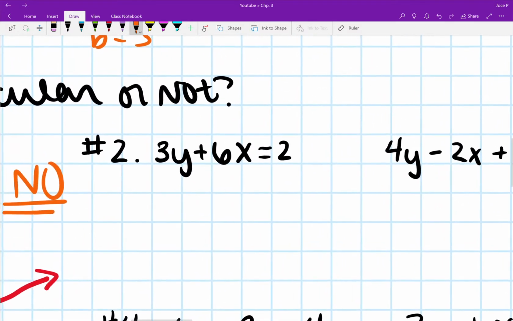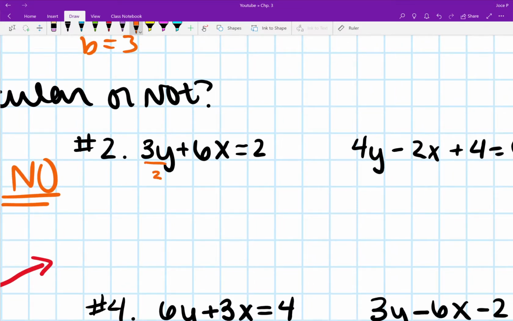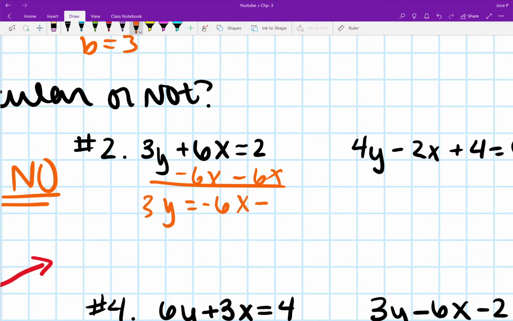Now, next one, we have to break down these equations again. Remember, divide by 3 on each side. Oh, I'm sorry, what are we doing? We have to bring the 6x over first. My bad. So we're going to go minus 6x on both sides. Remember, subtract and add before multiplying. 3y equals negative 6x plus 2. Divide by 3, divide by 3. Y equals negative 2x plus 2 thirds.